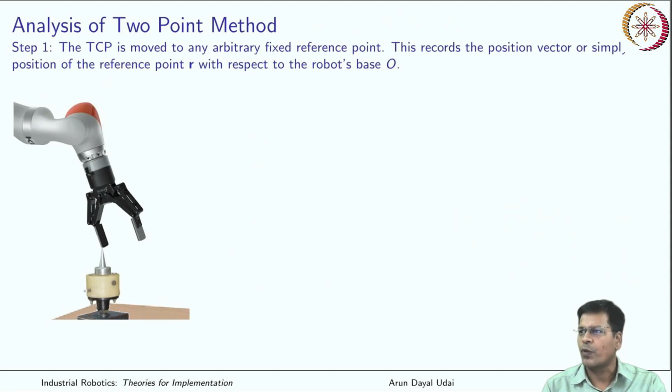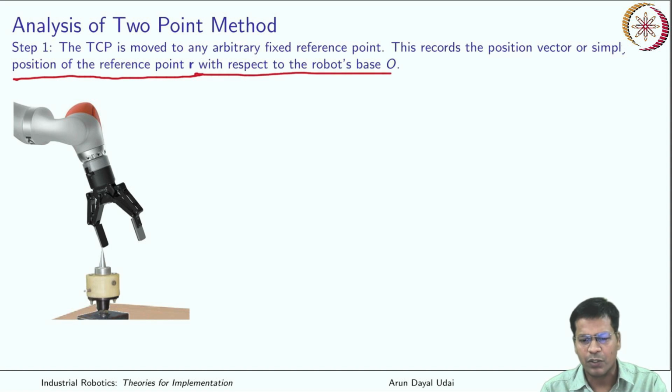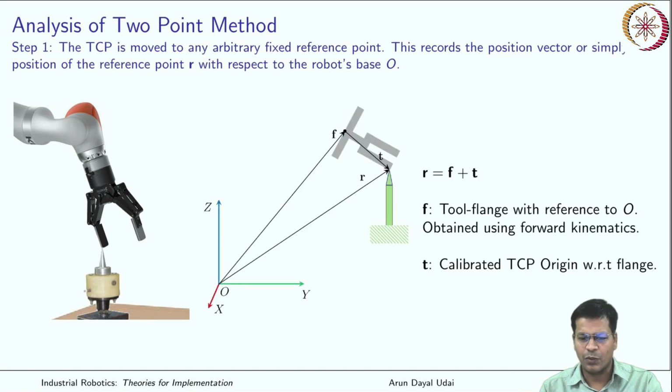So the first step, what we did, the TCP is moved to any arbitrary point, that is the tip of this reference point. So that point is contacted with the origin of your TCP. This records the position vector, or simply the position, of the reference point R with respect to the robot base. How it does it, let us just look at. Okay, you made a contact over here. Got it? This point.